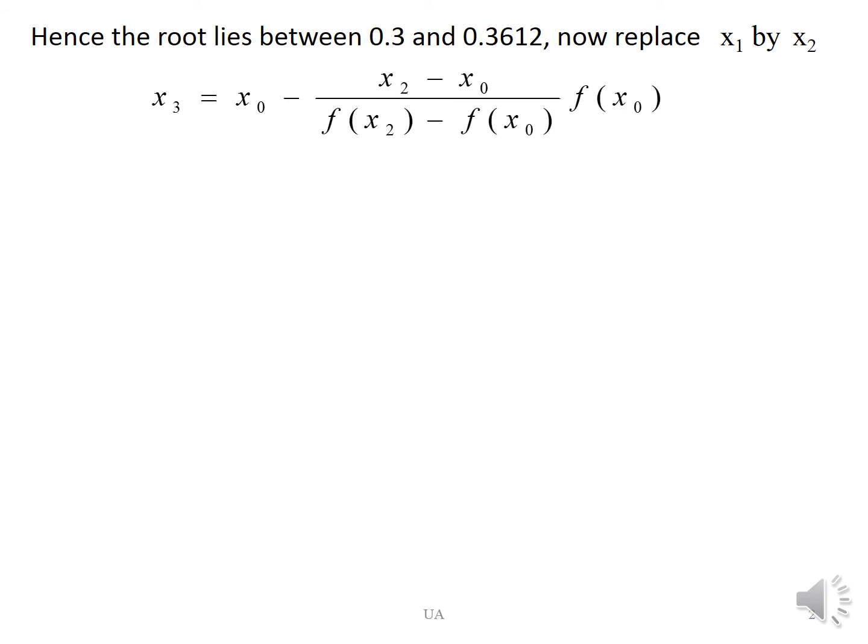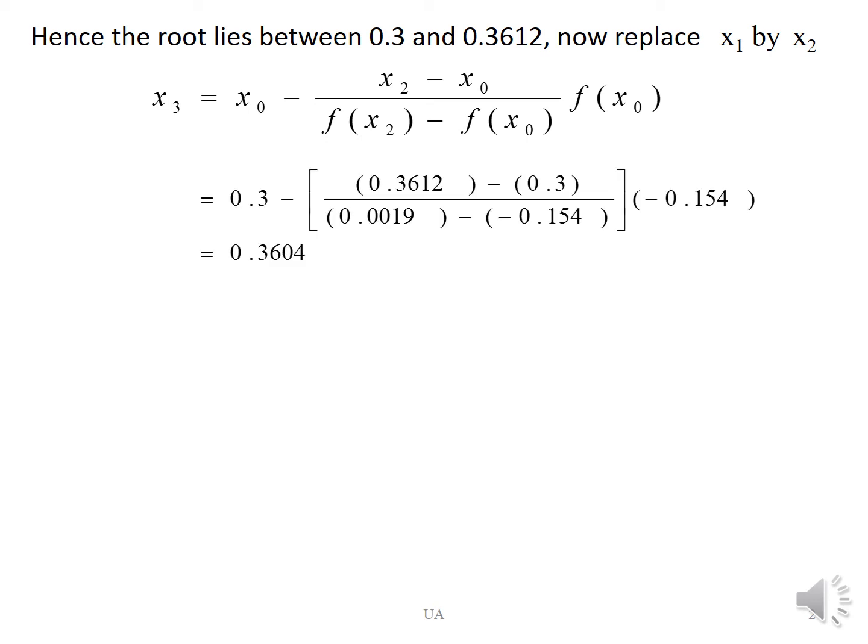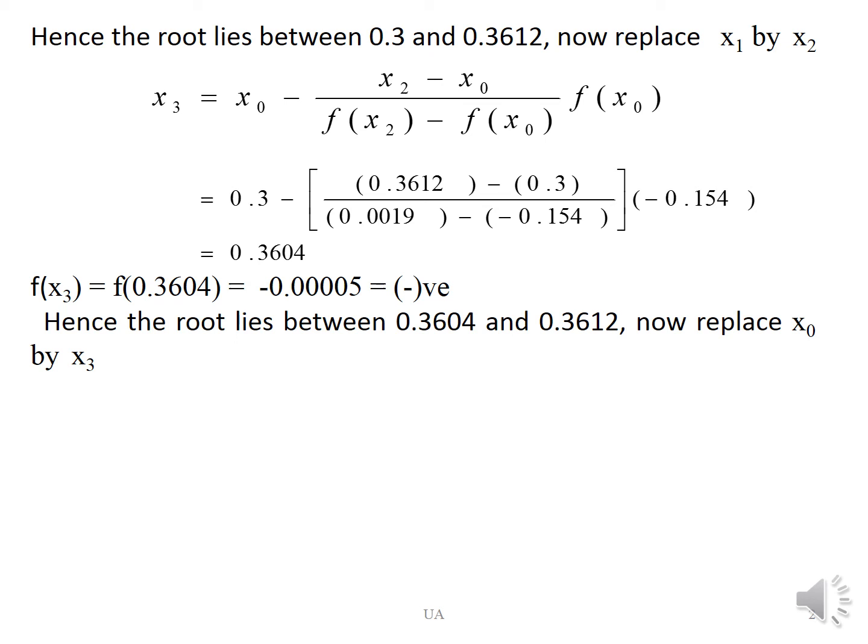Now we calculate the next approximated root with the help of the Regula Falsi method, and this is the formula. Here we see that x0 is the same, but x1 has been replaced by x2. So here the x2 value is 0.3612 and x0 is the same value, that is 0.3. We calculate after substituting all the values into it, and after calculation we see the value is 0.3604. At this we calculate the function value, and when we substitute x equal to 0.3604, the value comes minus 0.00005, which is negative. So the root lies between 0.3604 and 0.3612.